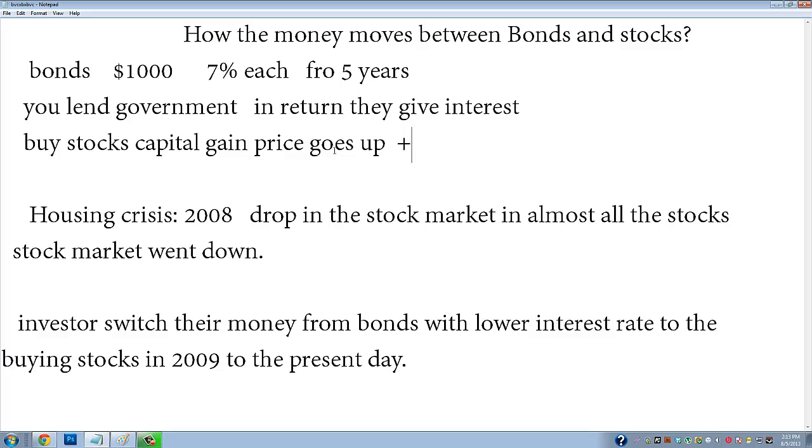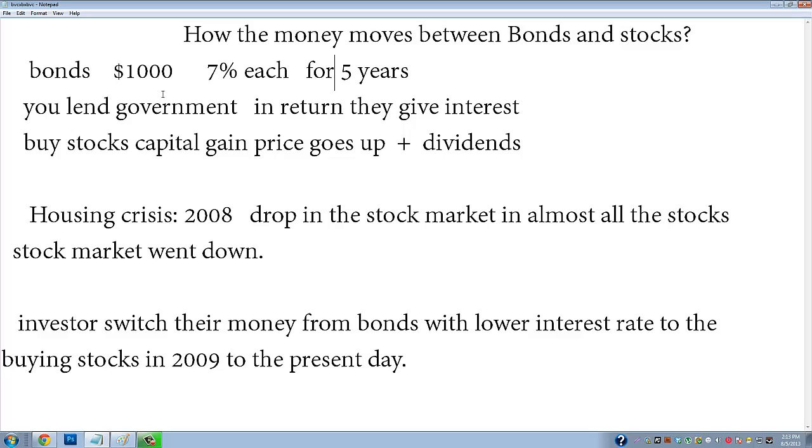Plus, some stocks give dividends. Okay, they give some profit from the company to you. So there are two things: dividend and price appreciation. This is for the stock market.